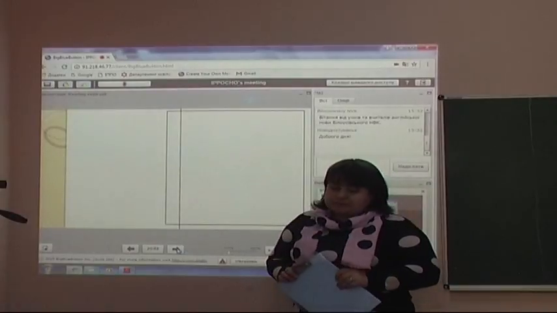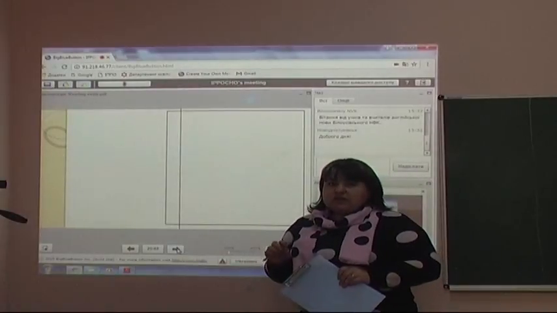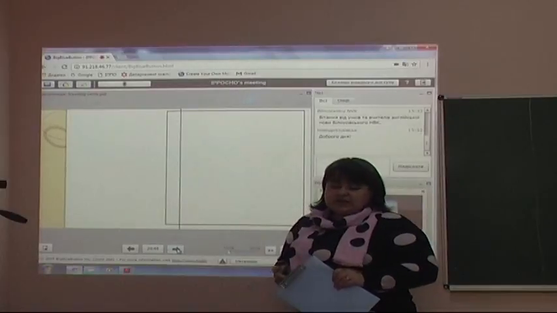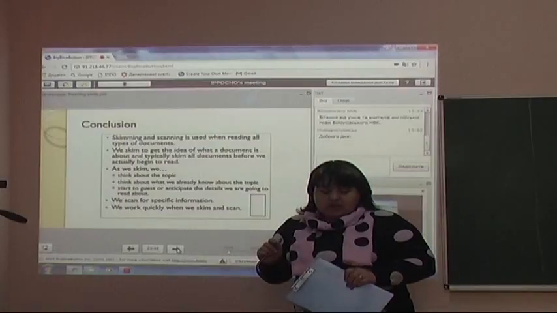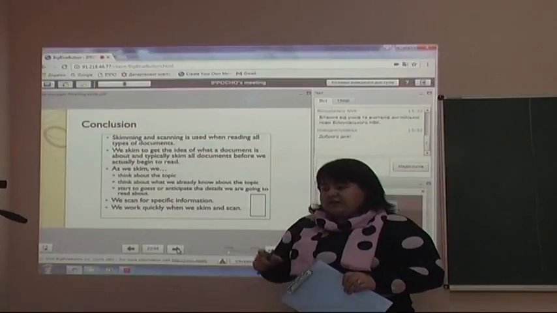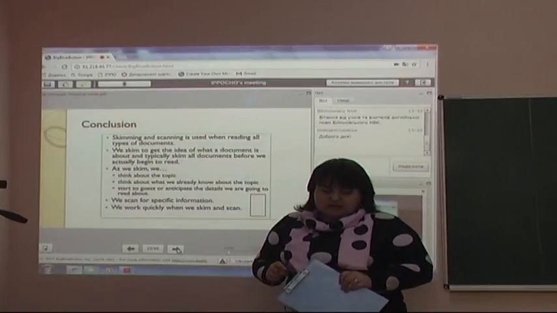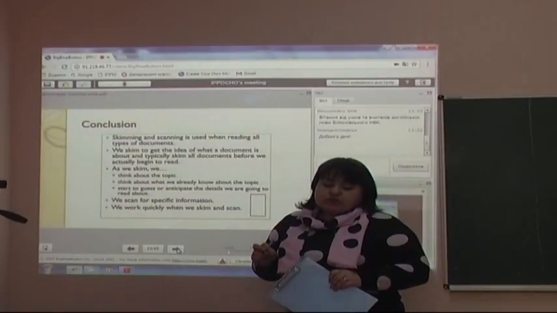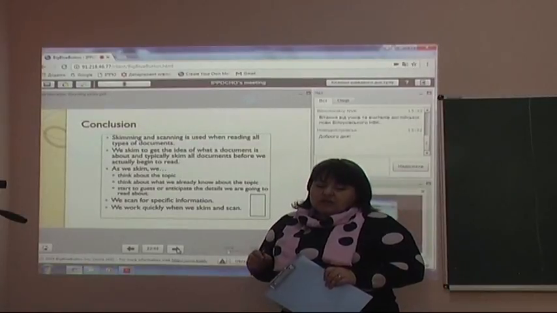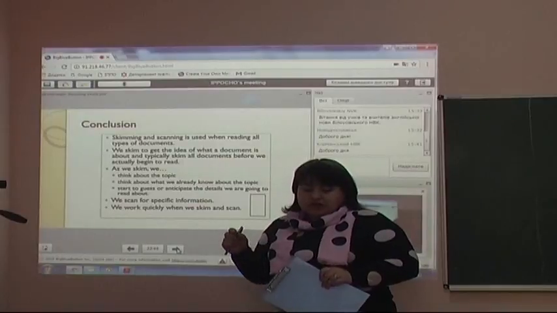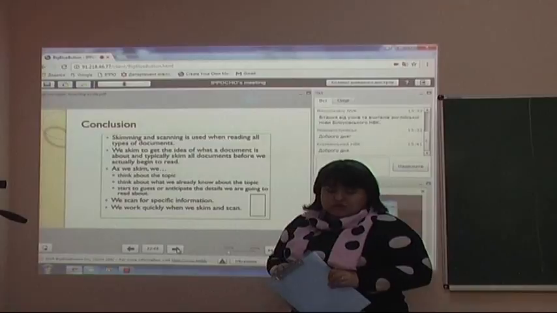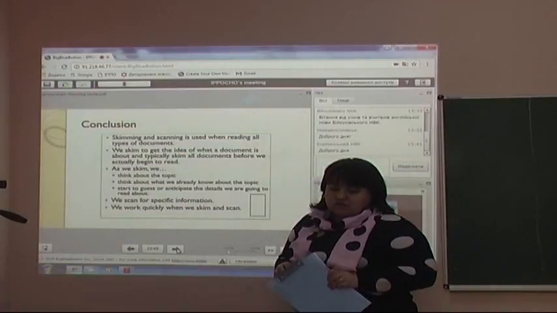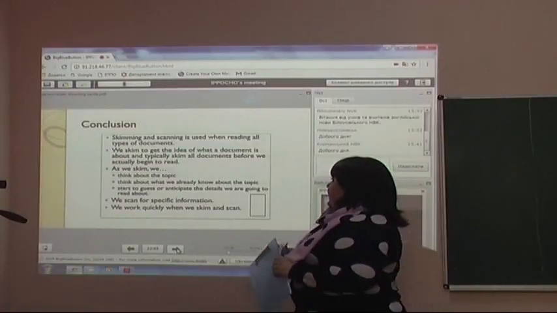First, refer each advertisement to the parts of the sentence. Then try to answer the questions which are suitable for each advertisement. And the last task is to check understanding, for example, true or false.